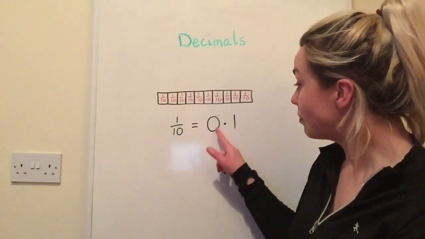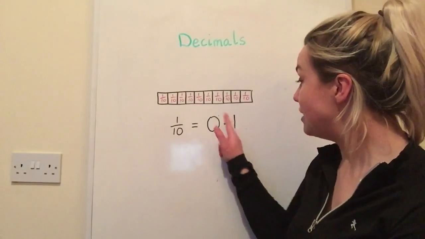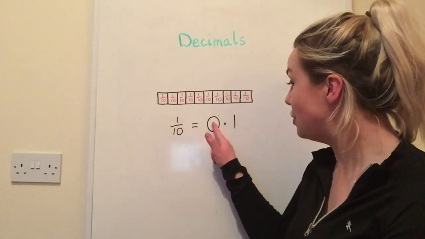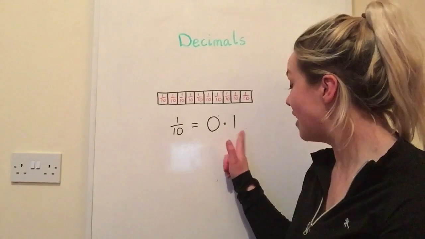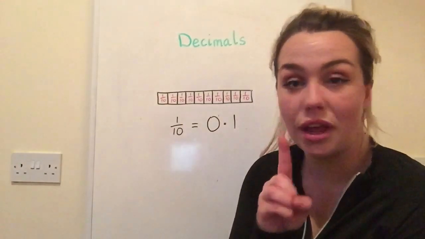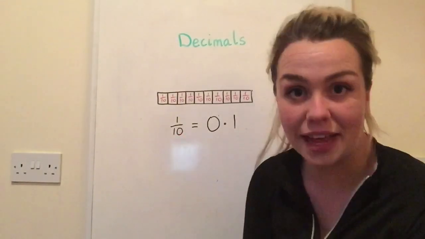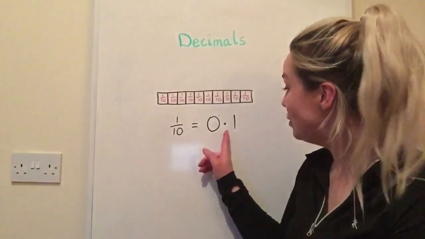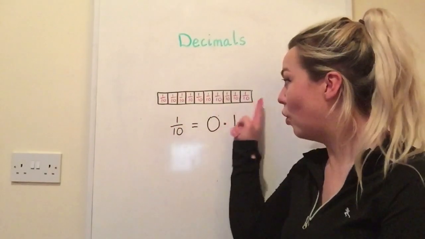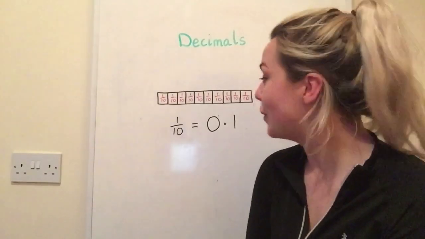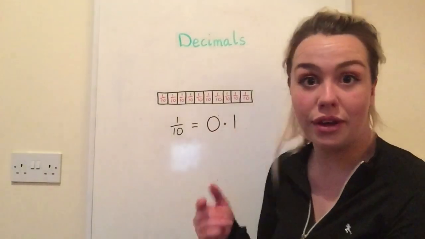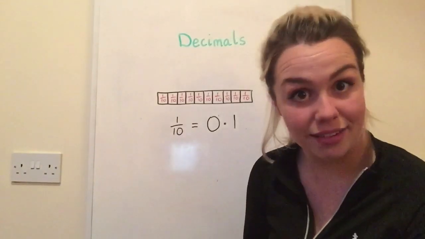Okay, so 0.1 is another way of saying that there's no units, there's no whole numbers, but there is something on the fraction side. There's 1. And 1 is 1/10 when it comes to decimals. When you see a decimal, they are always talking about tenths. Always. Okay, so 0.1 has to be 1/10.